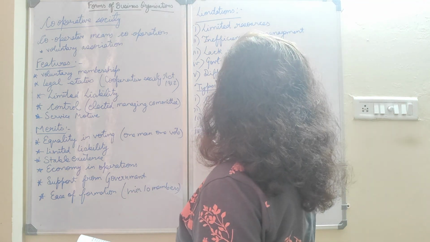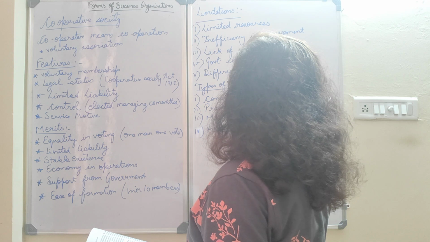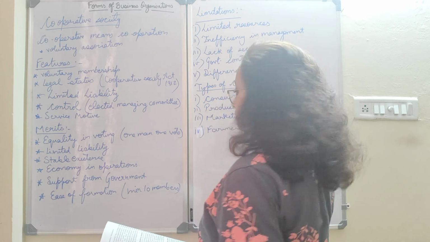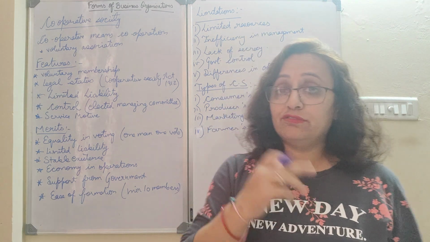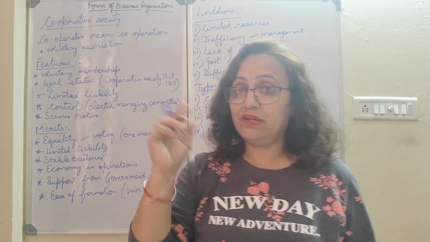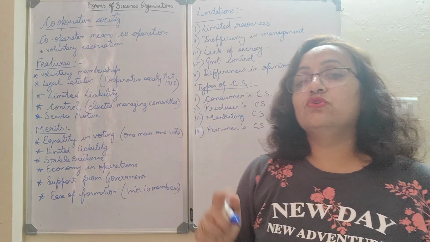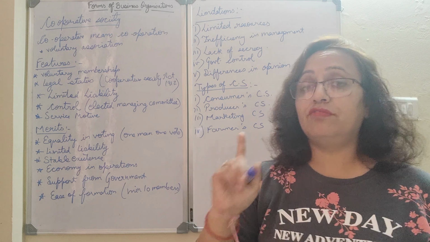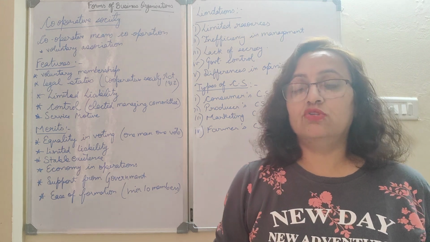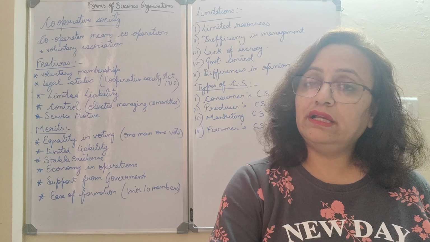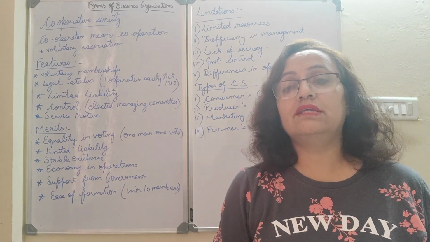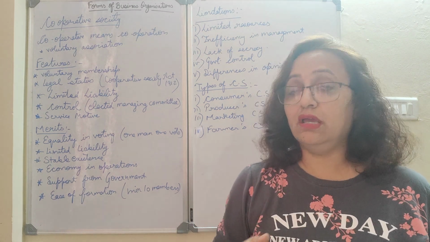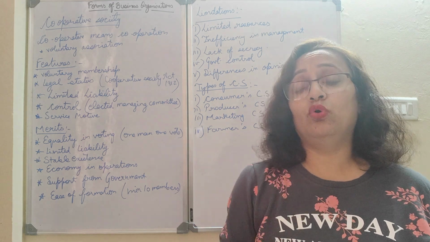Then comes the farmers cooperative society. This is very popular nowadays. You might have seen "direct from farmer to consumer" in the market. In this kind of cooperative society, the farmers are the members. Farmers bring their product directly to these societies, sell their product and take the money. There is no middleman to earn more profit.